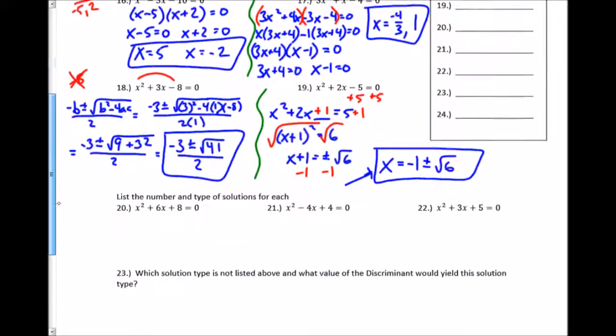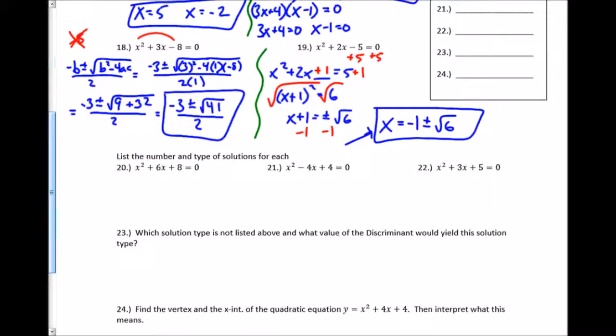For these next couple, I just want to list the number and type of solutions. So essentially, I'm looking at the discriminant, which is just the piece of my quadratic formula that's under the square root, the b squared minus 4ac. So when I apply that to this first one, that's going to be 6 squared minus 4 times a times c. And that's going to be 36 minus 32, which is 4.